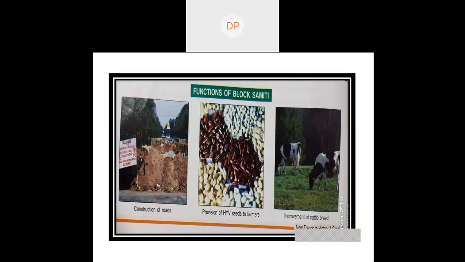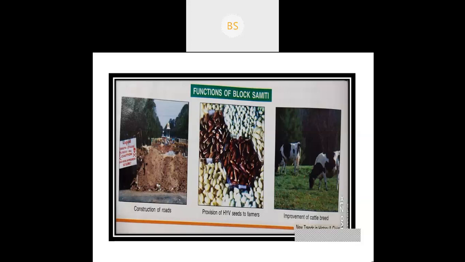Now see, these are the functions. What work does the block samiti do? How does it help the villages? For example, here construction of roads is being done. Can you see the picture here? There is a picture of construction of roads. Then provision of HYV seeds, that means providing high yielding variety of seeds to the farmers. If the block samiti provides good quality seeds to the farmers, they can grow good crops. This way block samiti helps the villages, and also with improvement of the cattle breed.